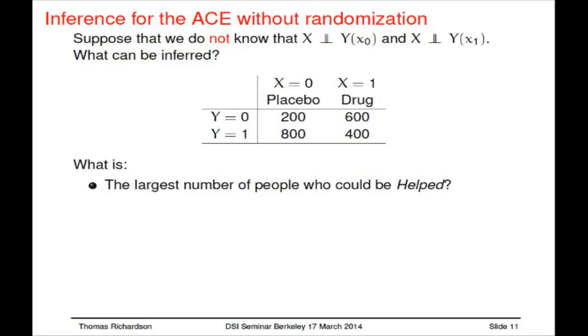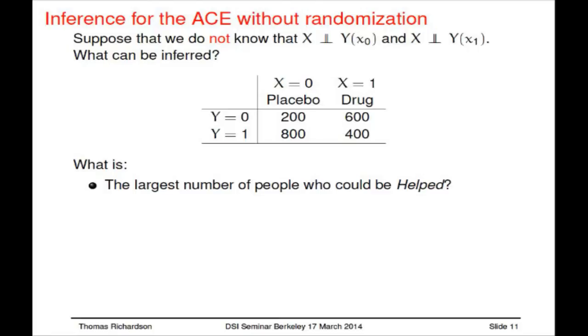Well, now I'm asking you to think like a lawyer, not like a statistician. So let's suppose we're a lawyer for the drug company. What's the largest number of people who could be helped? Well, these guys down here, they got the placebo and they had a good outcome. So we're going to have a hard time arguing that those are of type helped, because we didn't give them the drug and they still had a good outcome.